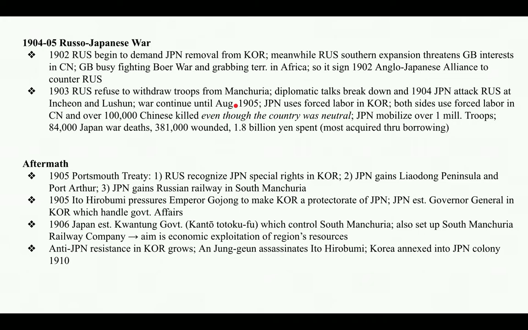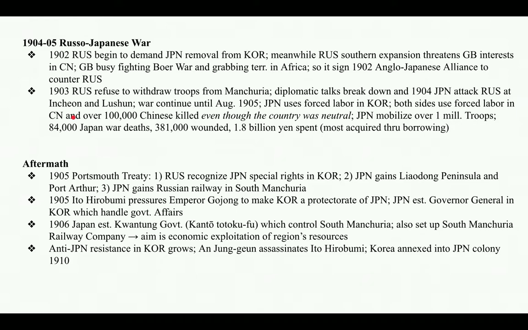This was a much larger scale war than the Sino-Japanese War. Russia was a modern Western power. So Japan was going up against a new kind of opponent here. And it really had to mobilize all of its resources and even had to fund a lot of the war through foreign borrowing and loans. And even in terms of labor as well, it relied on the use of forced Korean labor. But both sides also used forced labor in China.